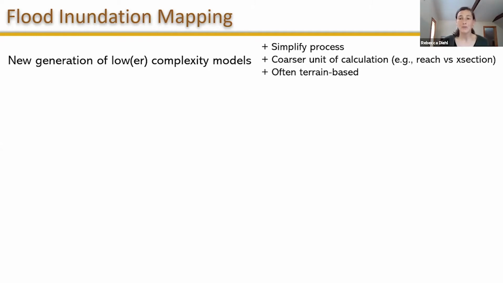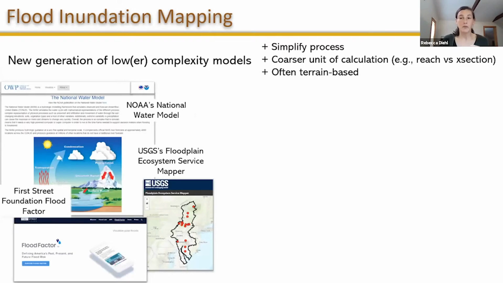These are often terrain-based, taking advantage of the growing availability of high-resolution data. This type of model is being developed by a variety of research groups and nonprofits, and going into a whole suite of applications. For example, some of them I just show here on the screen: anywhere from the National Water Model, used to increase our prediction of flood risk, to an ecosystem service mapper that was just published by the USGS, and so on.